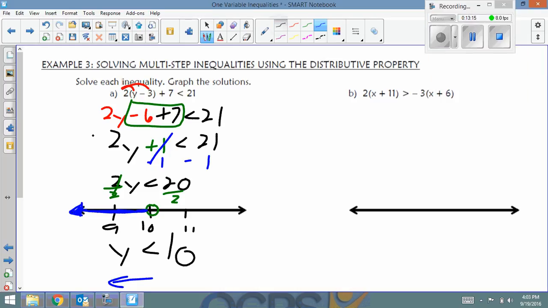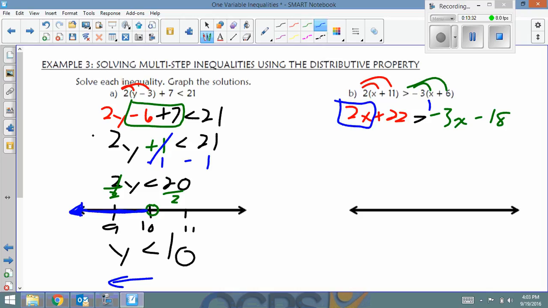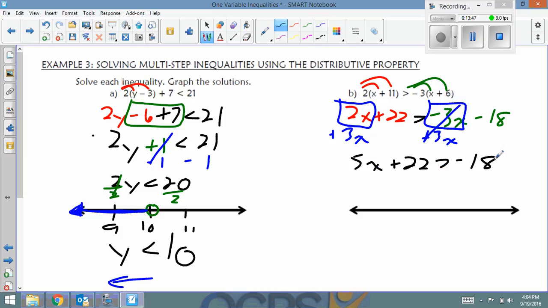And the last one over here, we're going to distribute first, so that's 2 times x and 2 times 11, so 2x plus 22. Greater than sign stays the same. On the other side, it's going to be negative 3x minus 18. We have 2 letters here, so we have to move the one furthest on the right to the left, so we're going to add 3x. So we get 5x plus 22 greater than negative 18. I'm going to subtract 22 from both sides.